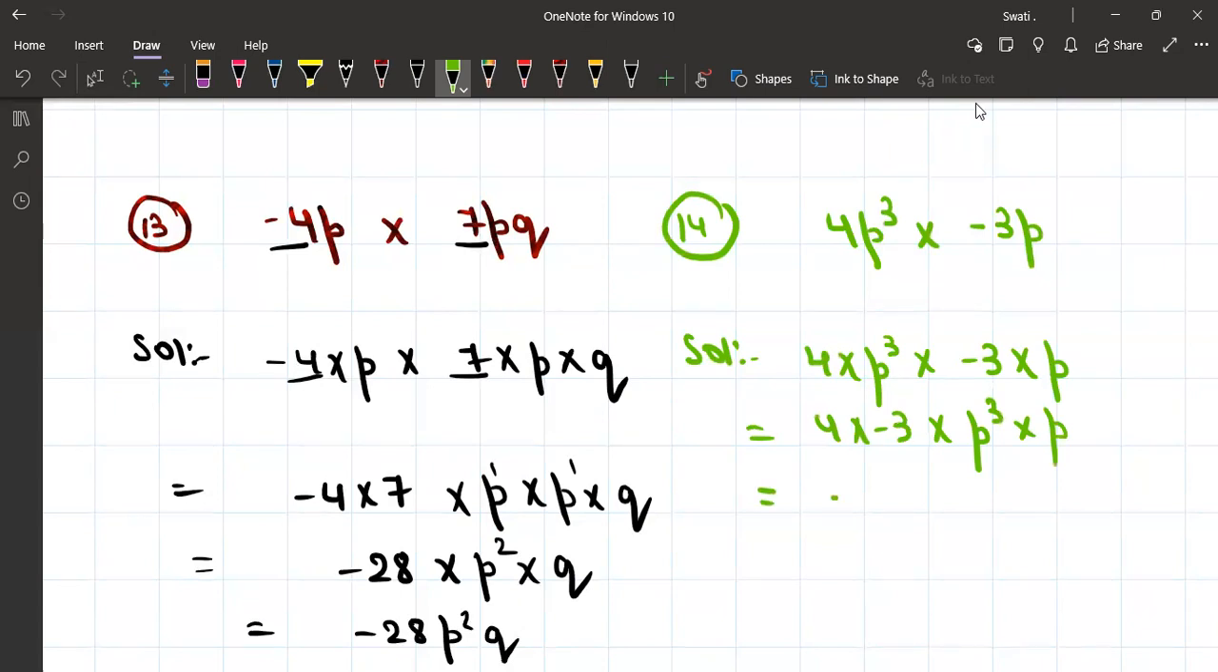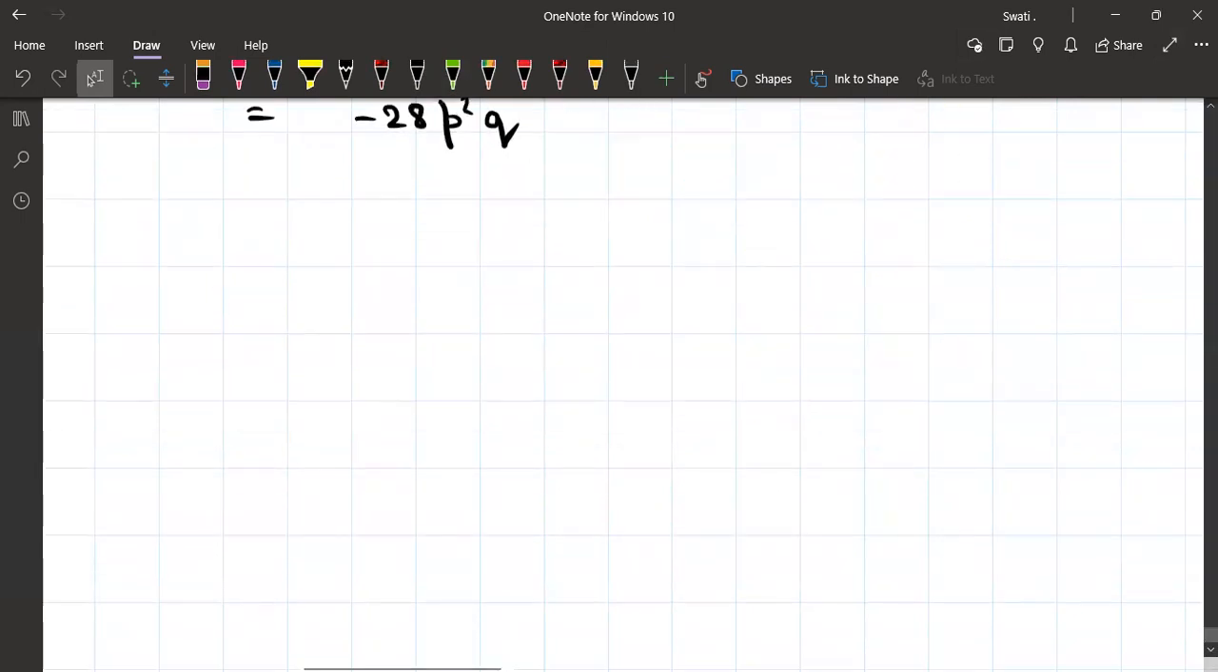Now 4 times -3 is -12, and here p raised to 3, and here p raised to nothing, that means 1. So what did I say? I had said that the power will get added. So 3 plus 1 is 4. And now we can remove the multiplication sign, so that will become -12 p raised to 4. Okay. Now let us do the next question.